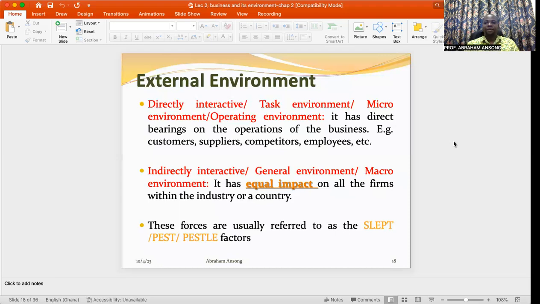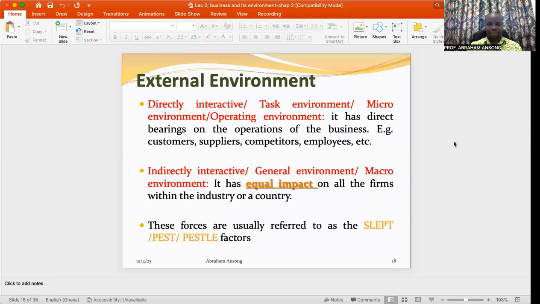It has direct bearings on the operations of the business. So if you pick the micro environment, they tend to have direct and more immediate impact on the business. Examples are customers, suppliers, competitors, employees, etc. Their decisions tend to have an immediate and direct impact on the business. If we take customers, their decision not to buy from you, for example, will directly affect your sales revenue and your profits, and that will either spell your doom as a business or help you to make more profit. If you pick suppliers, their decision to increase the price of the inputs will have a direct implication on your cost of production and therefore how much you can sell and how much profit you can make.